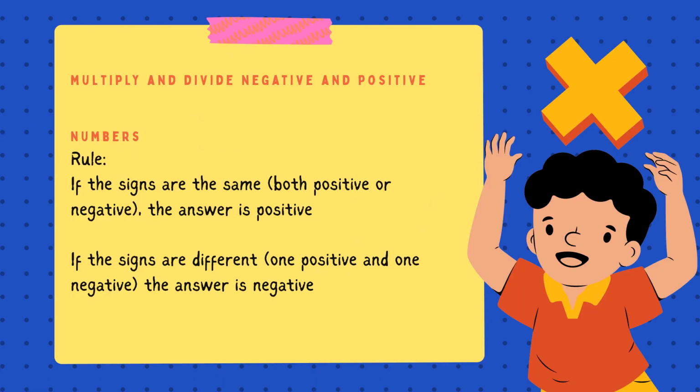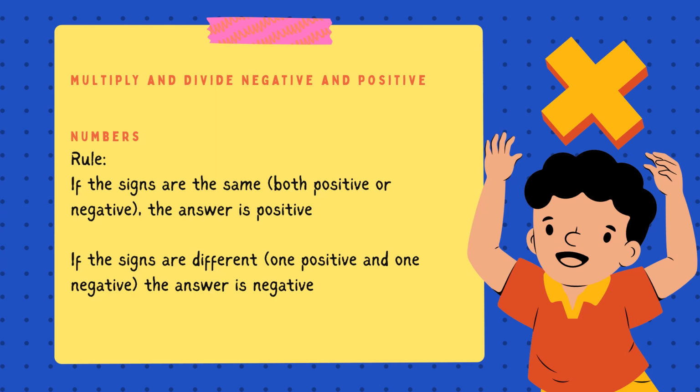So the rule is if the signs are the same, both positive or both negative, we're speaking the same language, the answer is positive. If the signs are different, one positive and one negative, one Jamaican and one Mexican, the answer is going to be negative. We don't understand each other. Jamaicans say we speak patois or we speak English, and Mexicans speak Spanish, and we don't understand it. It's going to be negative, right? So two different languages, negative.